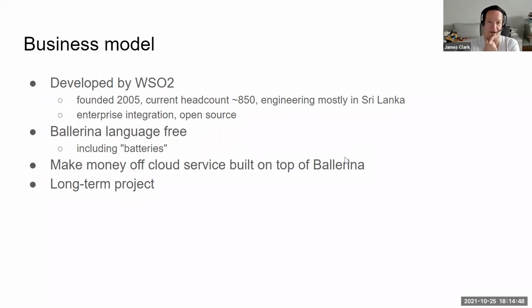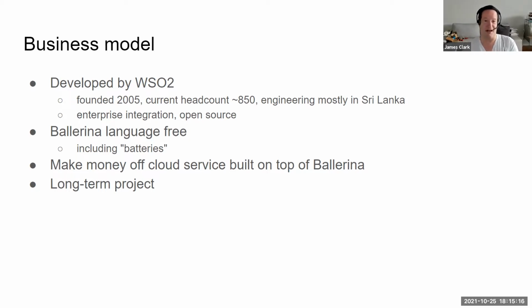The way one makes money off it is we have a cloud service called Choreo that builds on top of it, that you can use for extra value-added stuff, and we get enterprises to pay us lots of money to use. This is a long-term thing, so it's been going on for quite a while. I don't know how long. I got involved maybe 3 years ago. It had been going for quite a few years before that, and it will be keeping going.